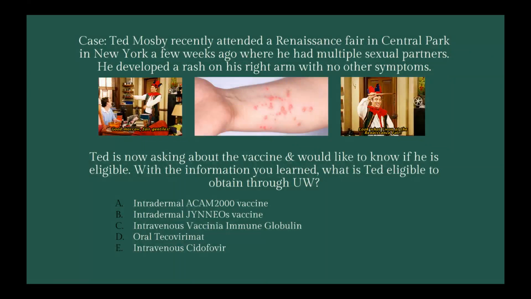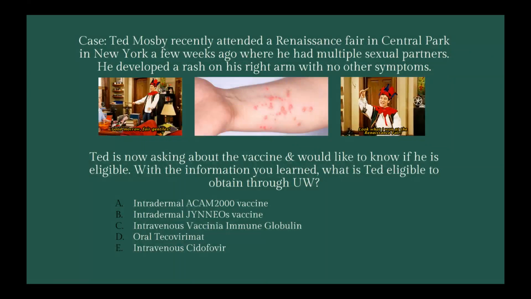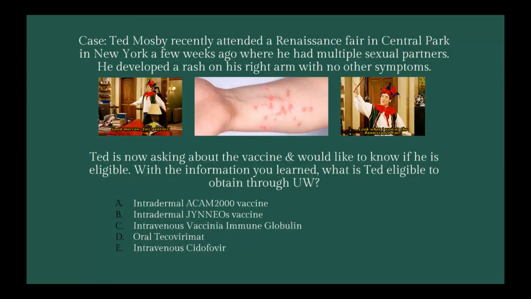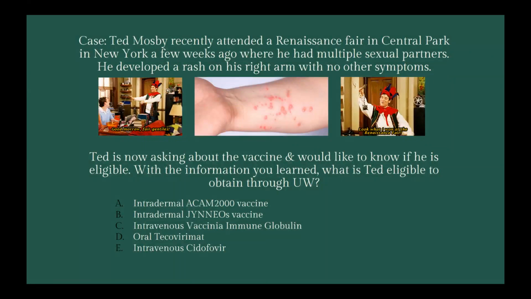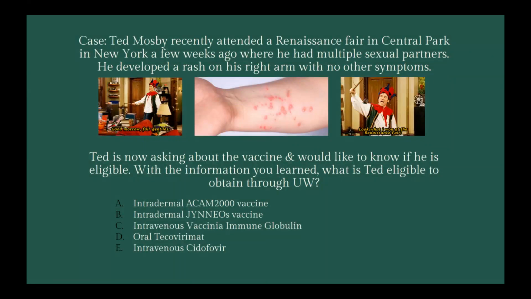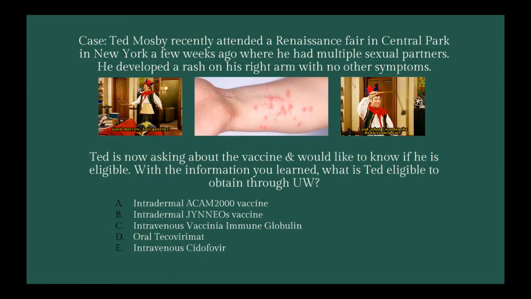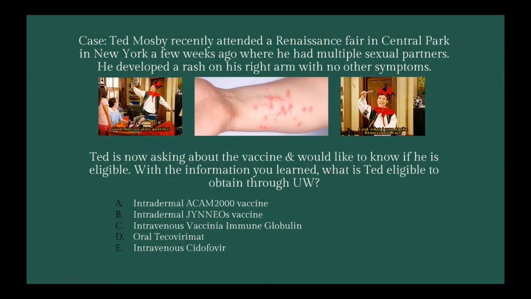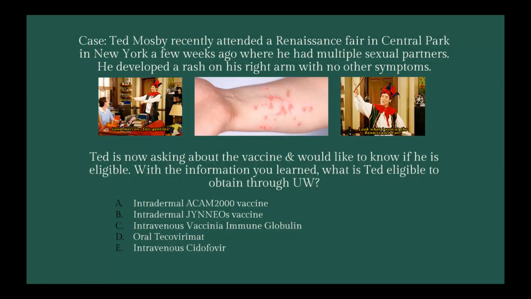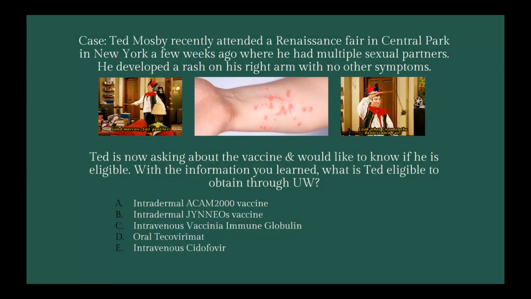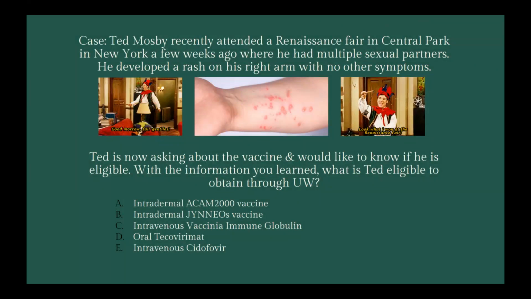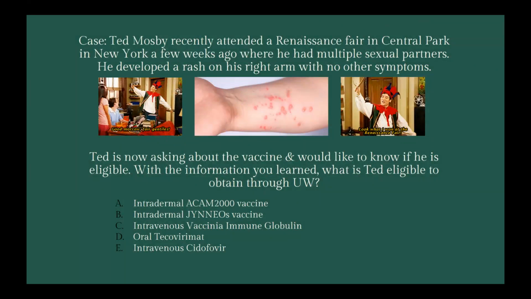Wrapping up Ted Mosby's case for today. Now, Ted, we know he's positive for monkeypox. He has monkeypox. He's asking about the vaccine and would like to know if he's eligible. With the information you learned, what is Ted eligible to obtain through UW? We've got intradermal ACAM2000, intradermal JYNNEOS vaccine, and then we've got intravenous Vaccinia immune globulin, oral Tecovirimat, or intravenous cidofovir. You can put the answer in the chat box.